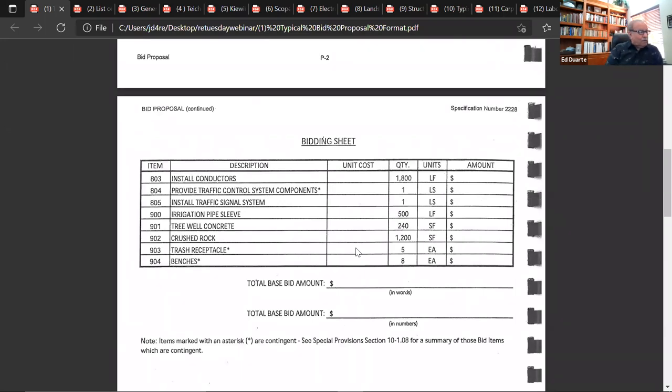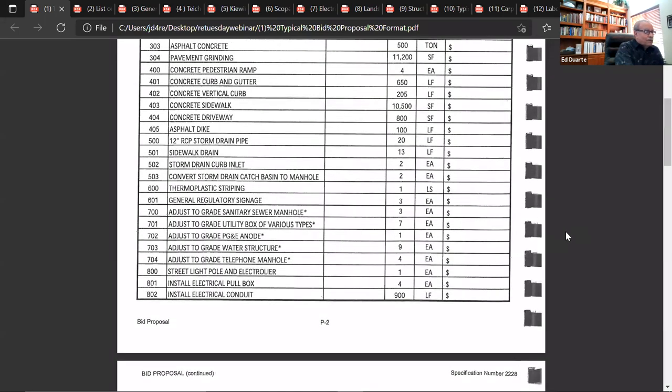And this general contractor will probably get a price from a supplier, and the contractor will need to add in tax and freight and then mark it up. And let's say they're a $100 item, and they want to mark it up 15%, so that's $115. And the $100 includes taxes and freight. So at $115, they would enter that in the unit cost, multiply it times 5, and the extension would be $575. That would be the cost of bid item 903, trash receptacle. That's the process that every prime contractor would have to go through for every single item.